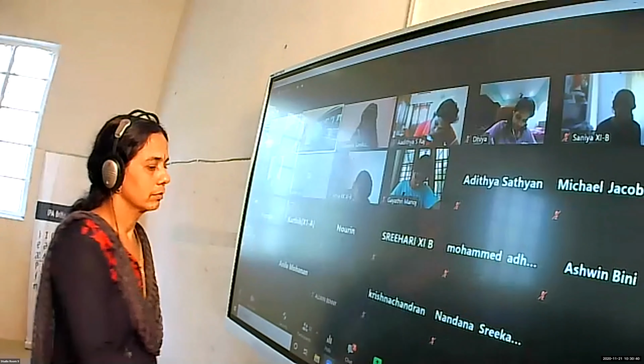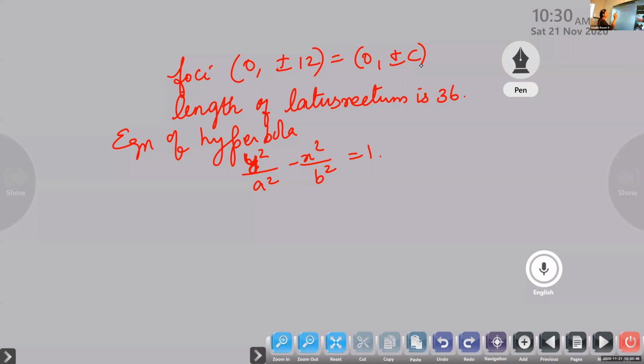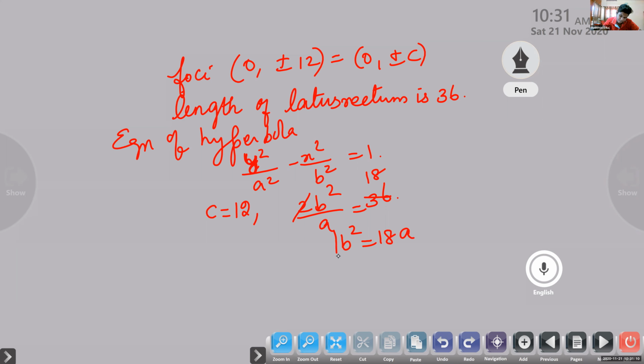What is the value of c, Aditya? Ma'am, 12. c is 12. Okay. Length of latus rectum is 2b square by a, which is 36. So if you cancel, this is 18. So you get b square is equal to 18a.